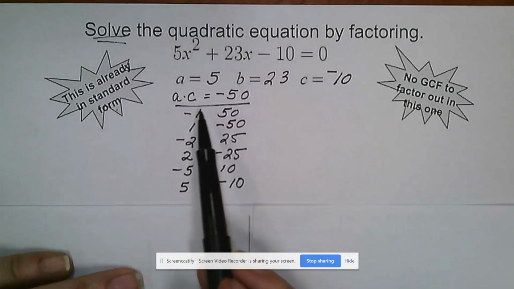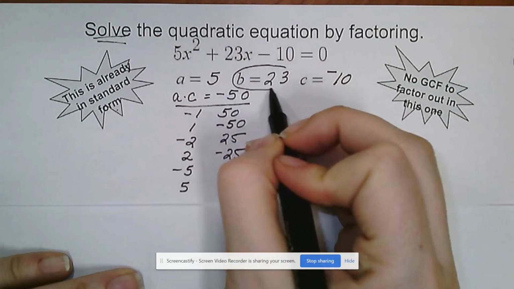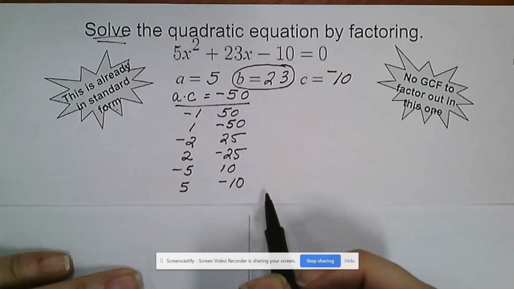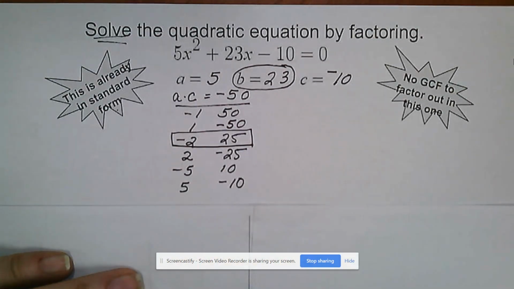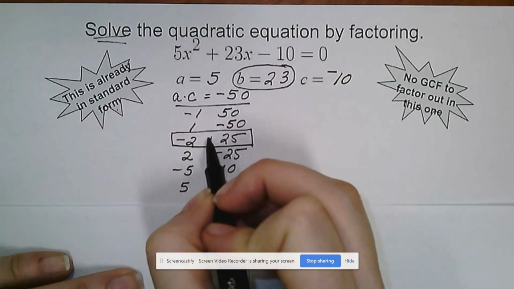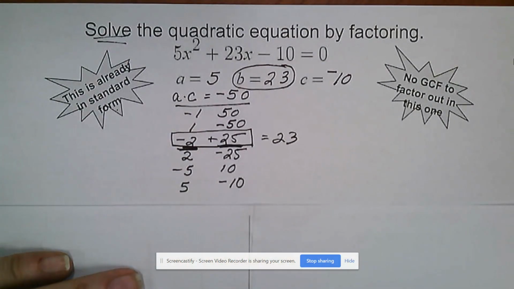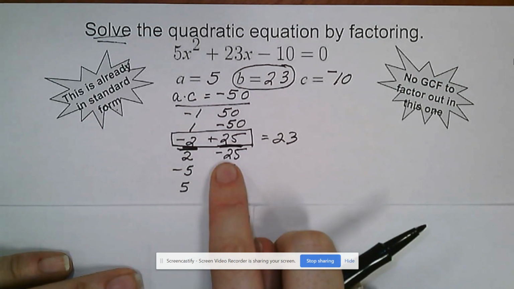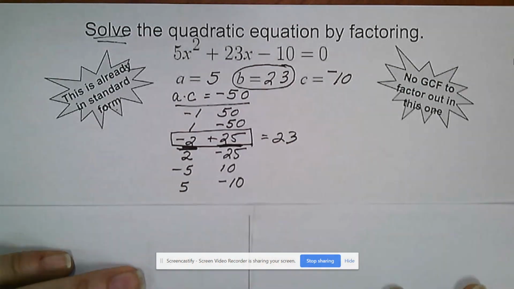So now that I have this list of pairs of factors, I'm looking for the pair that adds to 23. Some people like to actually write out all of the sums next to them. I'm just going to take you right to the answer, and the more of these you do, the more quickly you see the answer. Negative 2 plus 25 gives us 23. So these are the two factors that I'm interested in using. Negative 2 and positive 25. And yeah, the sign matters. You've got to make sure that it's the positive 25. Because if I had gone with this pair, I would have had negative 23, and that's not what I want.